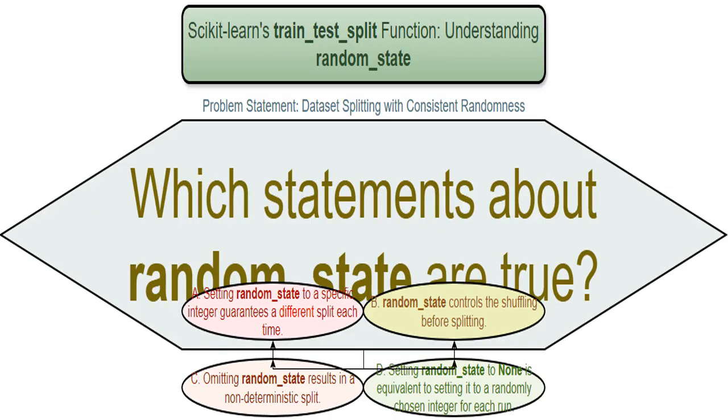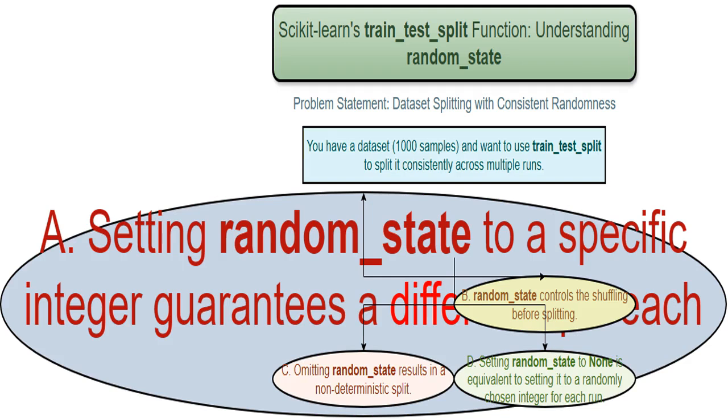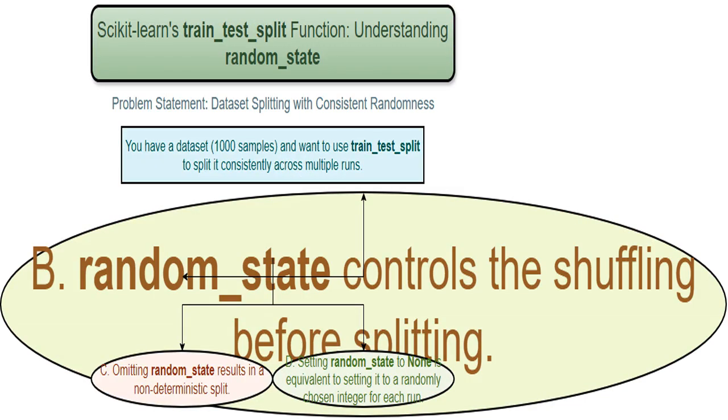We're asked to identify which statements accurately describe the behavior of the _random_state parameter in train_test_split. This is the actual multiple-choice quiz component. This statement presents an option to consider. It incorrectly suggests that a specific integer for _random_state results in different splits. This will be assessed as correct or incorrect against the functionality of _random_state.